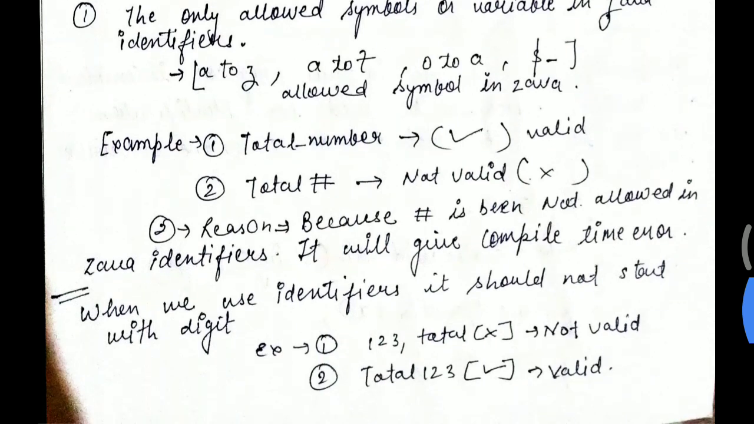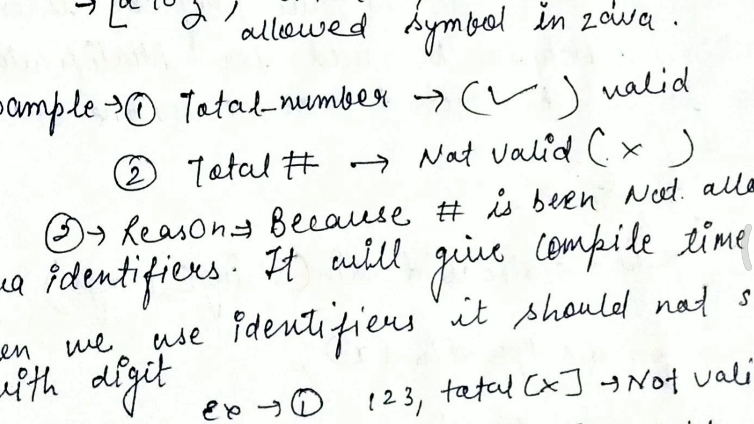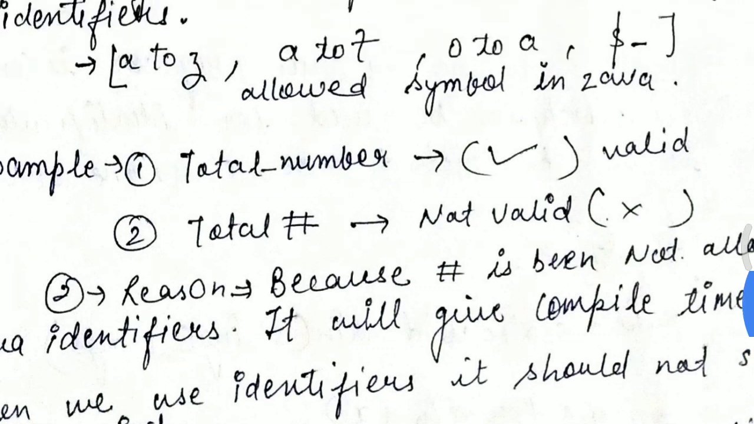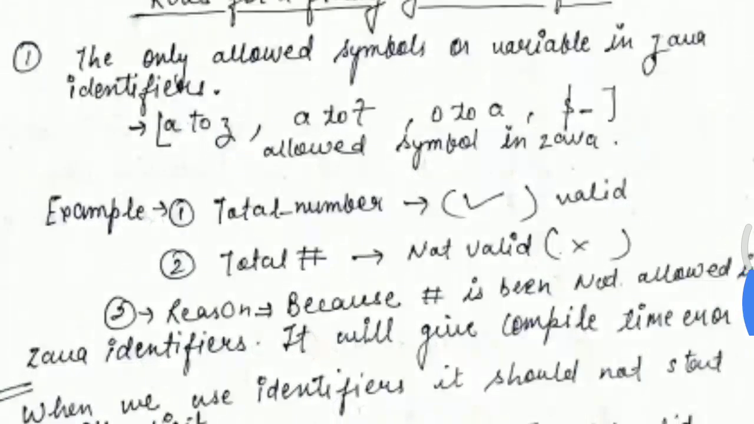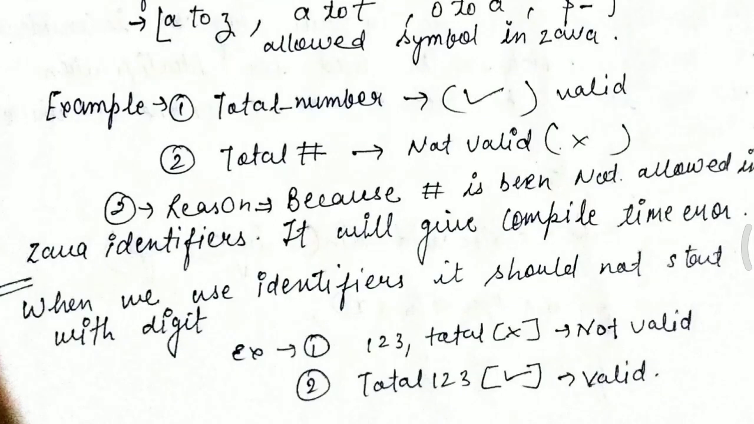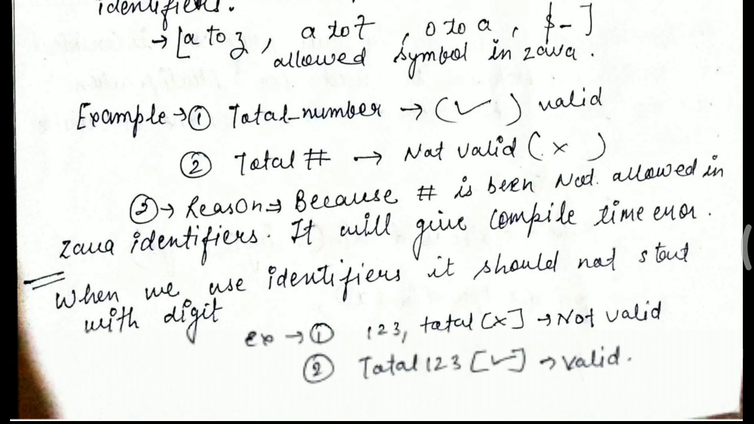Okay, so this was an example. Total number, it is valid. See, total number, it is valid. Total hash, and Java identifier does not allow this hash symbol in programming, so it is not valid. The reason is that hash is not allowed in a Java identifier, so it will give a compile time error.